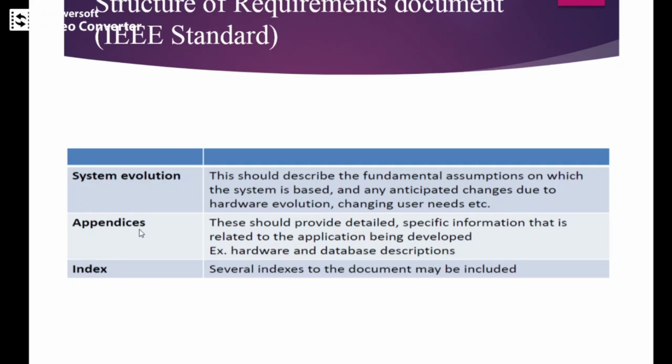Next chapter is appendices. So these should provide detailed specific information that is related to the application being developed. So they should provide very detailed specific information related to your application. For example, hardware and database descriptions. Last chapter is the index. So several indexes to the document you can include here, like an index of figures, all those. So these are the different chapters you need to specify in your SRS. So this is actually one of the IEEE standard ways of representing an SRS.